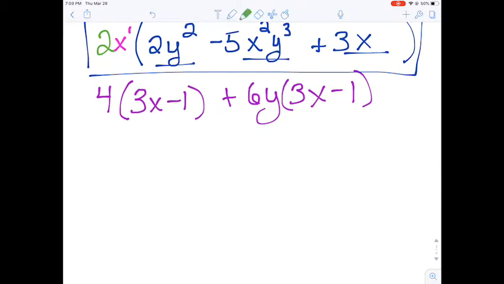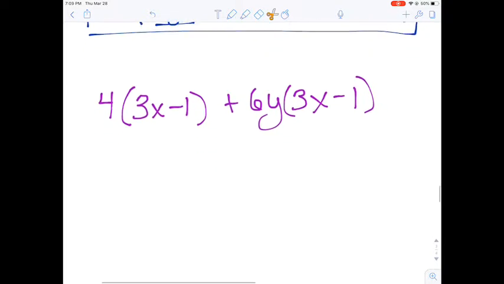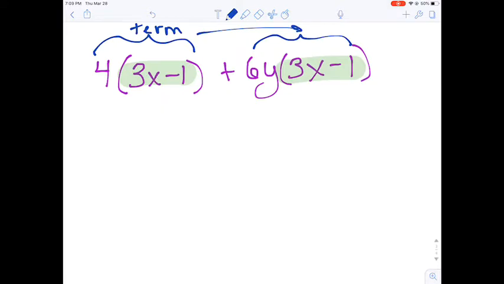All right, and one last one here. Here it's set up a little bit differently, but I'm still looking for the greatest common factor. Let me see if I can move this down a little bit. There we go. So when I look at this, these two terms, the first one is 4 times 3x minus 1, and the second one is 6y times 3x minus 1. Each one of these things is a term because they're stuck together with multiplication. So what I see they have in common is 3x minus 1. So I can take out 3x minus 1 as the greatest common factor.